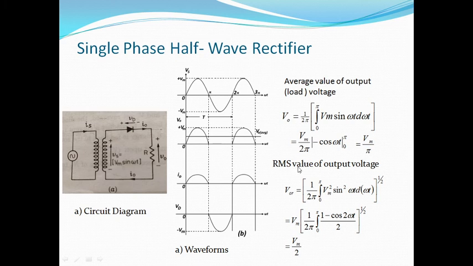Similarly, to find out the RMS value of output voltage, you have V0R is equal to 1 upon 2 pi integration of 0 to pi Vm square sine square omega t d omega t, whole raised to half. So this is equal to Vm times root of 1 upon 2 pi. Integration of sine square omega t is written as 1 minus cos of 2 omega t upon 2. If you solve this integration, you get RMS output voltage equal to Vm by 2.